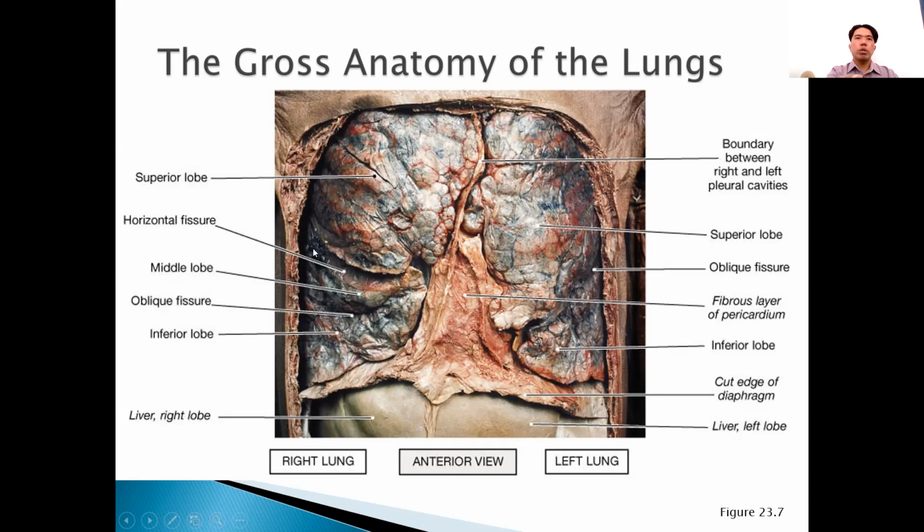supposedly with a horizontal fissure, as you see the division, and probably the oblique fissure is somewhere here. If this is the horizontal fissure, this will be your superior lobe and your middle lobe. There's actually a remnant of the oblique fissure here, but I don't think it's evident or delineated for your learning. Here, as I said, the left lung has two lobes. Most likely this is your oblique fissure here, and this is your superior lobe and your inferior lobe.